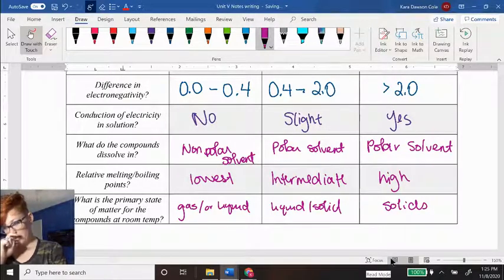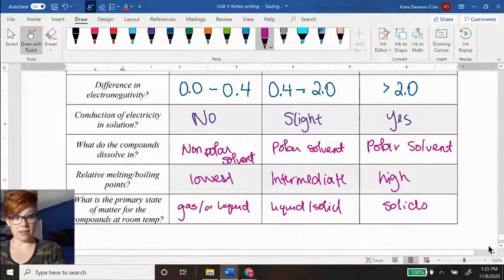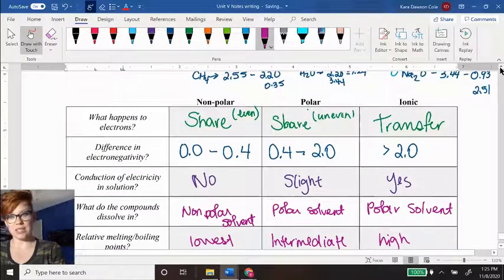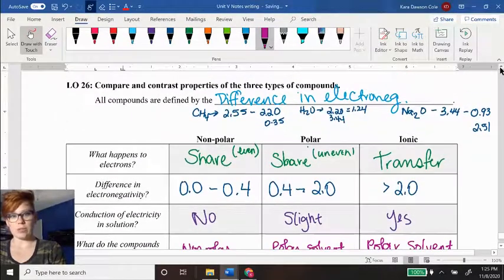Okay. That is the end of Unit 5. So this was Learning Objective 26, which is the end of Unit 5, which was to compare and contrast between properties of the three types of compounds.